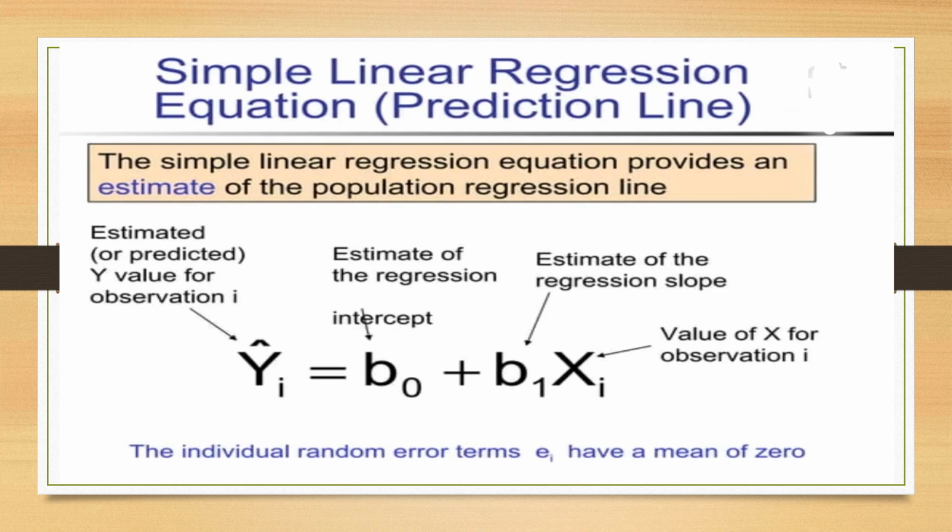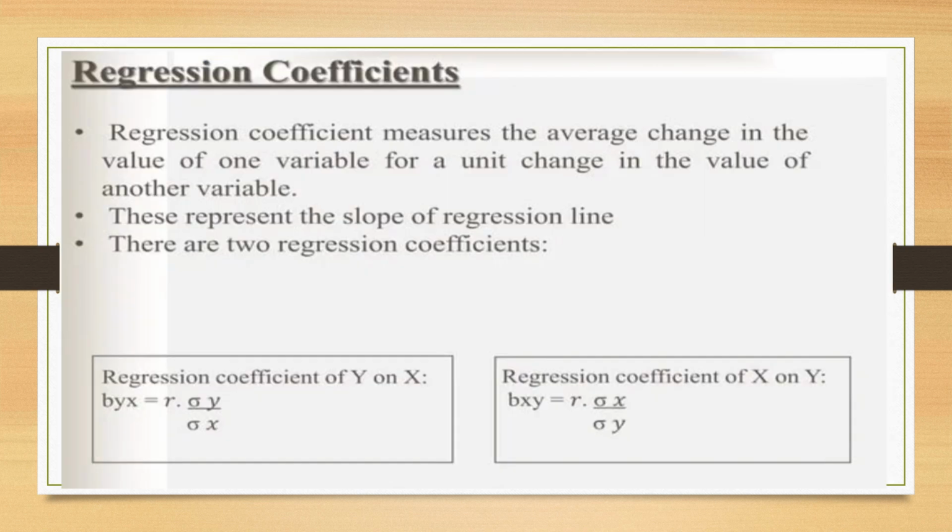Here is the simple linear regression equation, that is the prediction line. This simple linear regression equation provides an estimate of the population regression line. Here y hat i is the estimated y value of observation i, which is equal to b0, the estimate of the regression intercept, plus b1, the estimate of the regression slope, times x i, the value of x for observation i. The individual random error terms e i have a mean of 0.